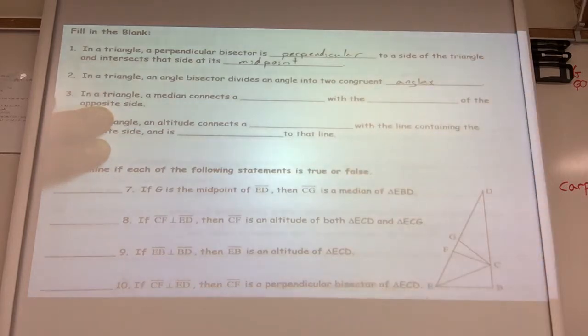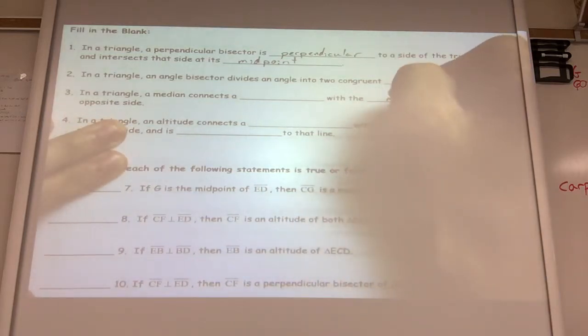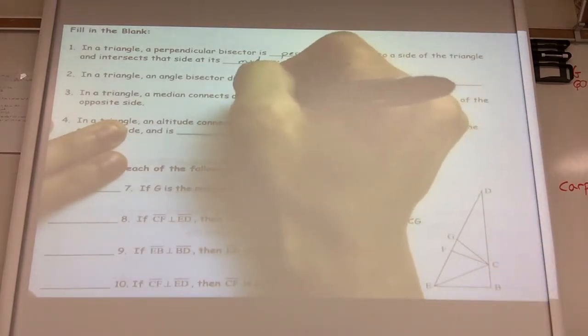Okay, in a triangle, a median connects a blank with the blank of the opposite side. So this is referring to the side. So this is going to be the midpoint. So it connects the blank with the midpoint of the opposite side, the vertex.